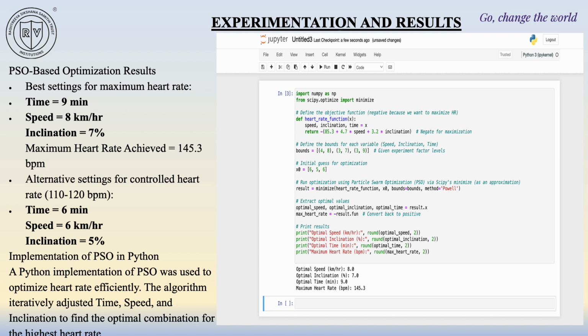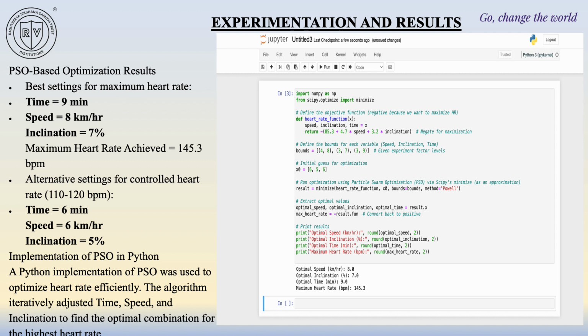As you can see over here, this is a regression equation, 85.3 plus 4.7 speed. So this is for maximization. I've done it for maximizing the heart rate response. After analyzing the code, we have obtained the optimal speed as 8 kilometers per hour, the optimal inclination as 7, and the optimal time as 9 minutes. The maximum heart rate which I obtained was 145.3. So these are the best settings for the heart rate: time 9 minutes, speed is 8, and inclination is 7. So the maximum heart rate achieved was 145.3.